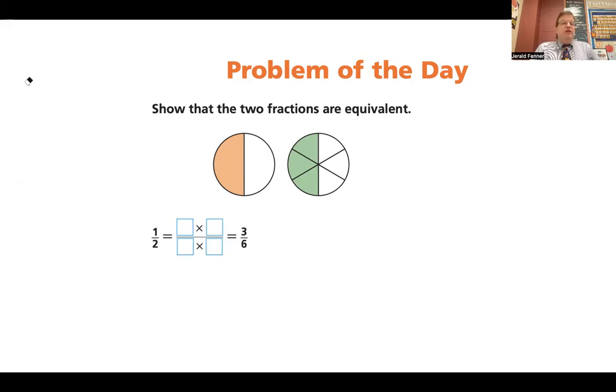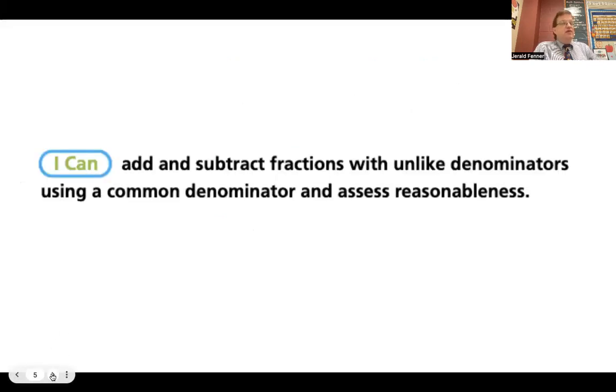So as we do this, I need you to please open up to page 153 in your workbook. And it says, I can add and subtract fractions with unlike denominators using a common denominator and assess the reasonableness. Okay, assessing the reasonableness has to do with what we did yesterday, looking at the benchmarks.